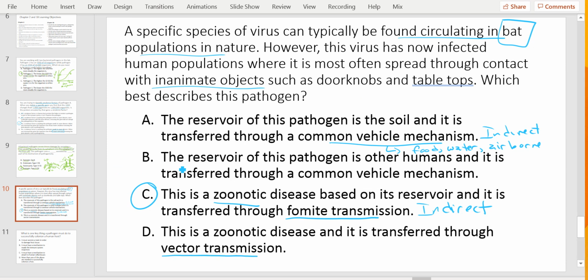The other transmission mechanism that was here was vector transmission. And this is indirect because you don't need to directly see the person, but a vector is an insect of some sort. So this is transmission typically through things like mosquitoes or ticks.